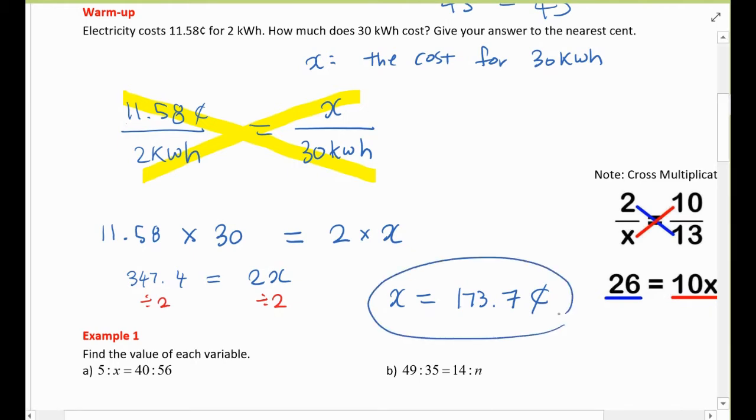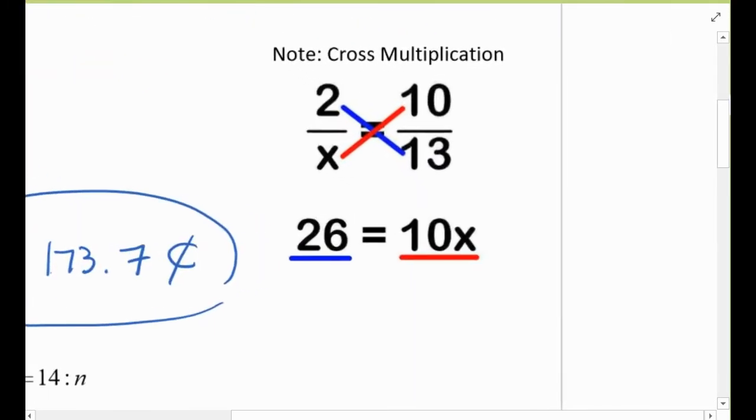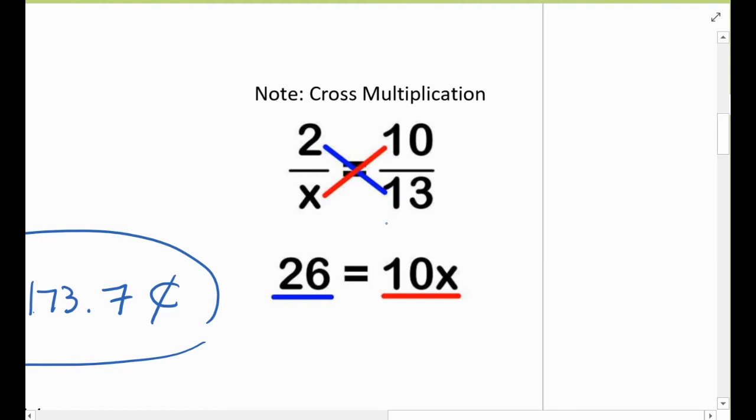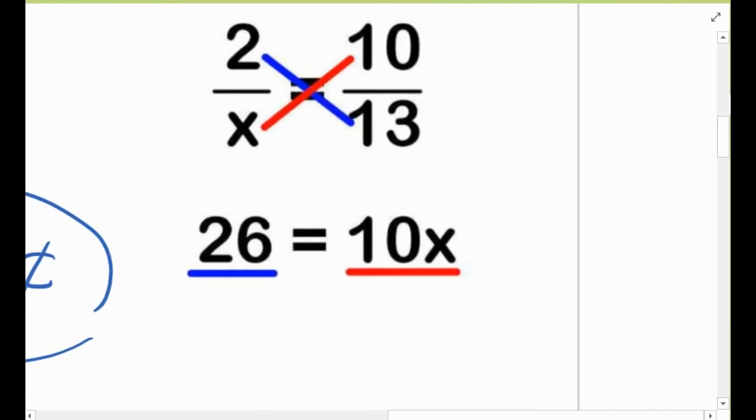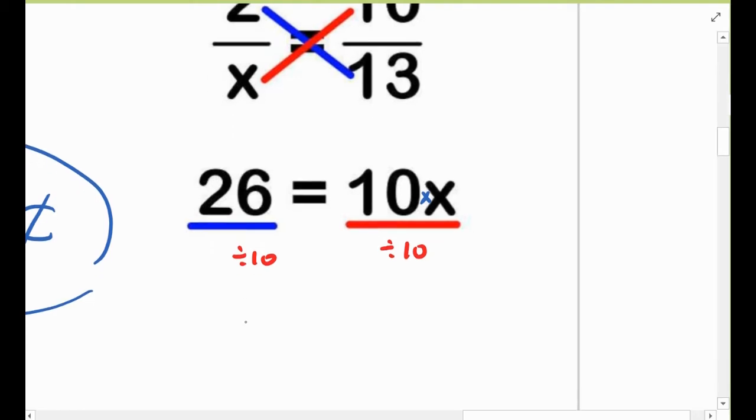All right? Okay. So everyone remember, in cross multiplication you can just multiply 2 times 13, and that should be the same as 10 times x. And to find x, multiplication is hiding here. To find x, you have to divide both sides by 10. Then 26 divided by 10 is 2.6. So therefore, x is 2.6. All right?